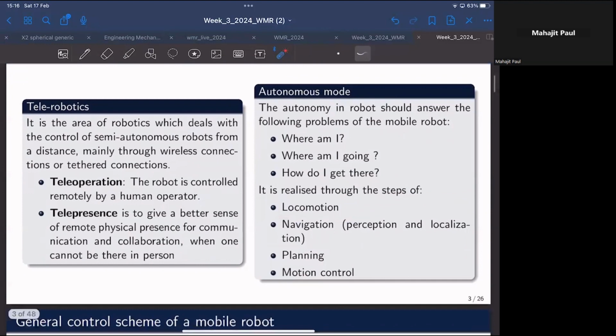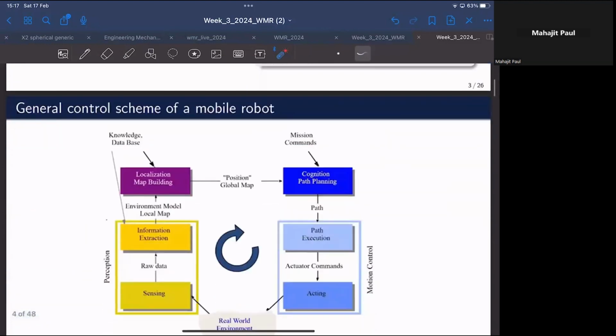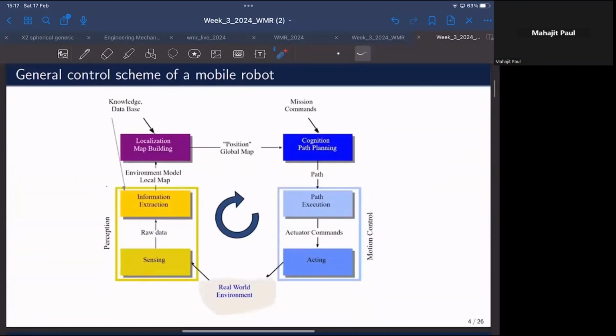We can see these aspects in more detail on this slide. I hope you can recall this from the lectures from Professor Ashokan. This is basically a never-ending cycle. It's an infinite cycle that keeps going on and on as long as the robot is moving. If you consider the real world environment to be the start of this loop, the first step is perception.